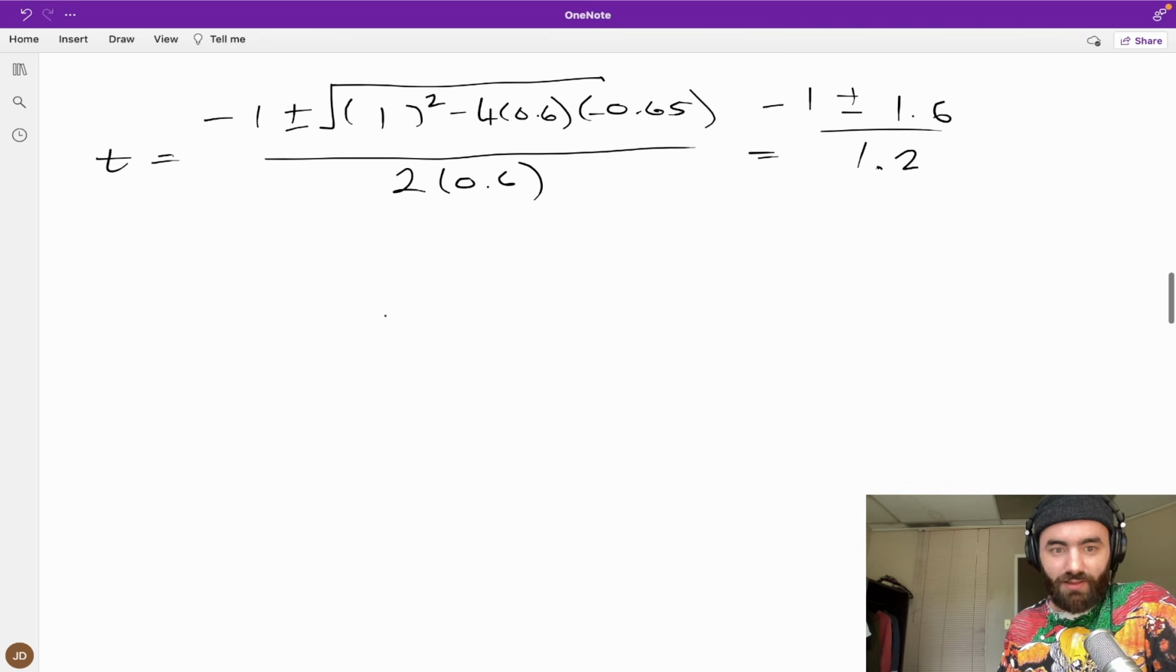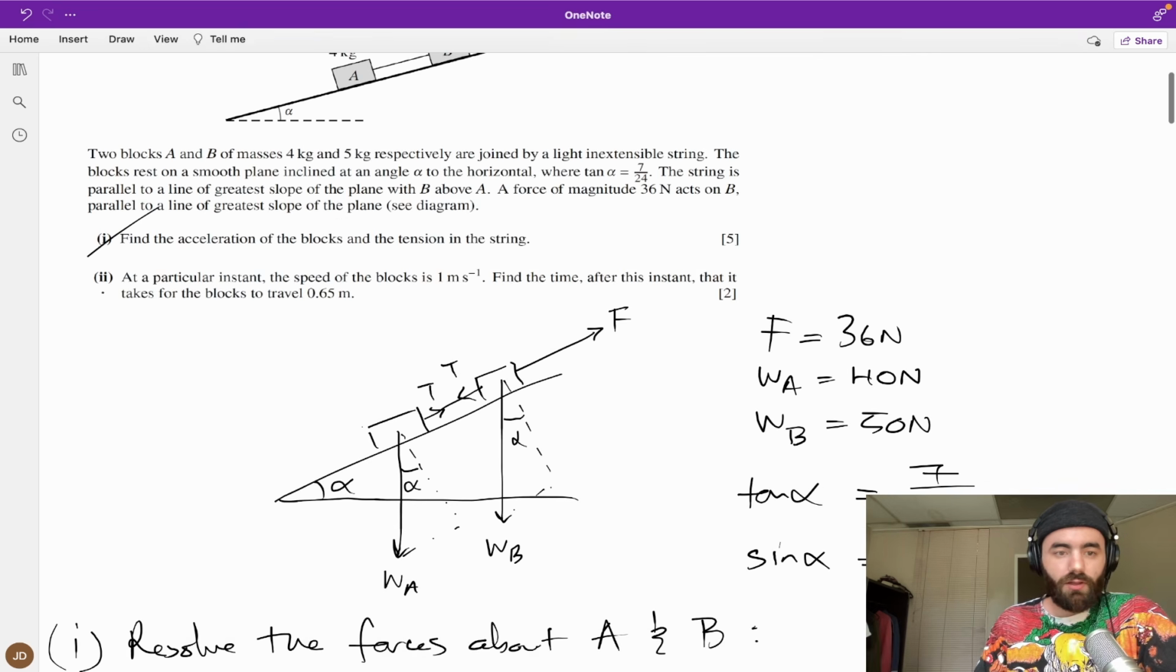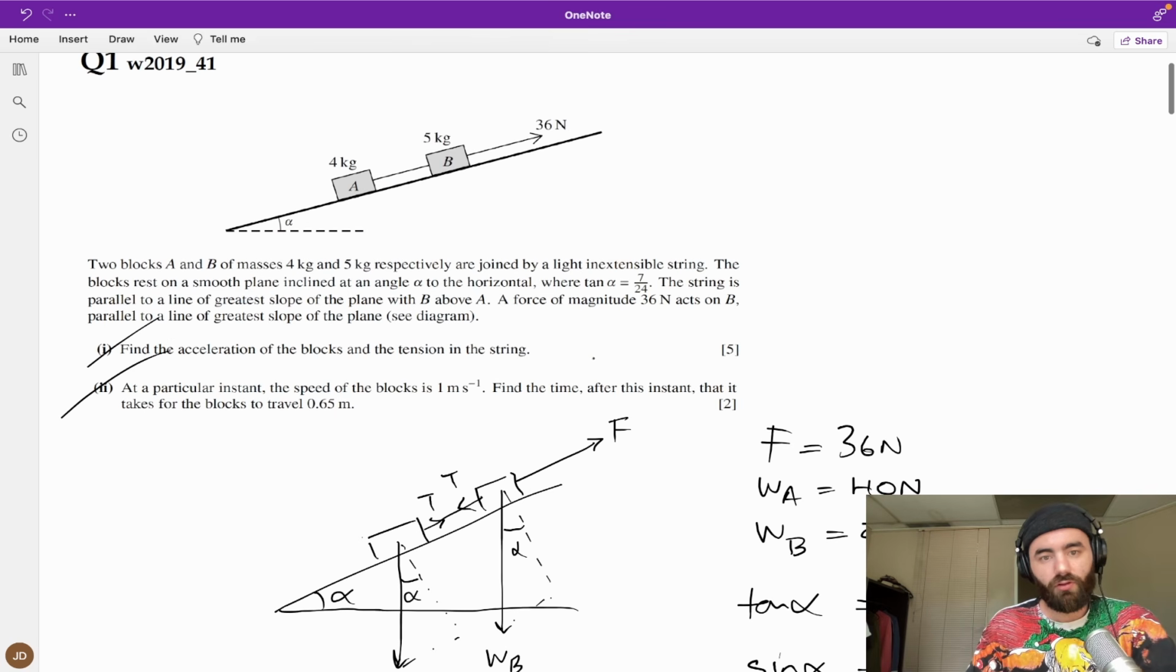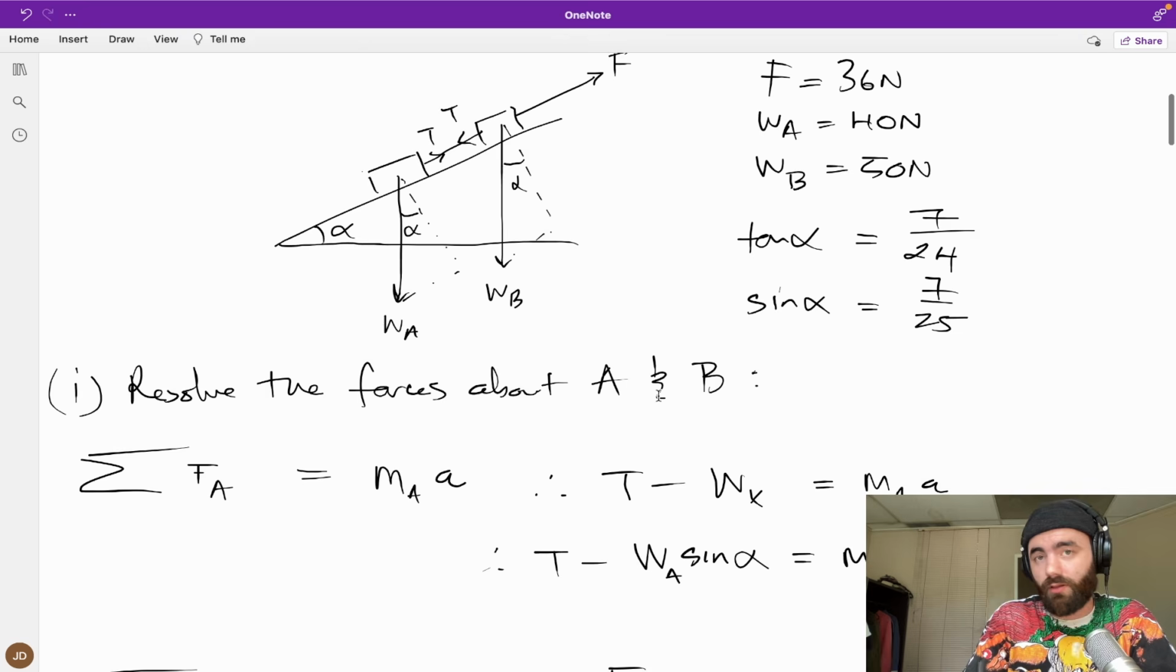And so t is equal to 0.5 seconds. That's your answer. Okay, so the important thing you need to understand here is this tension acting inwards for these connected particles or masses. And other than that, it's pretty similar to what we've been doing so far.